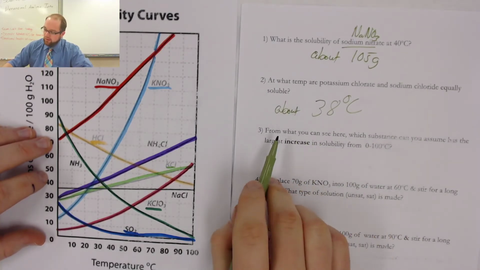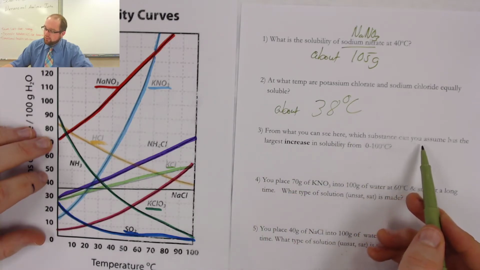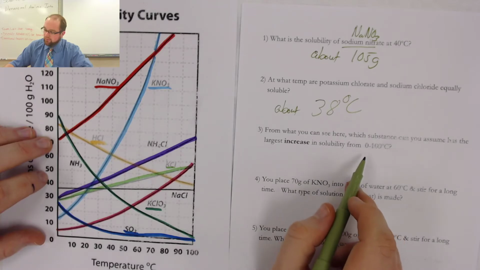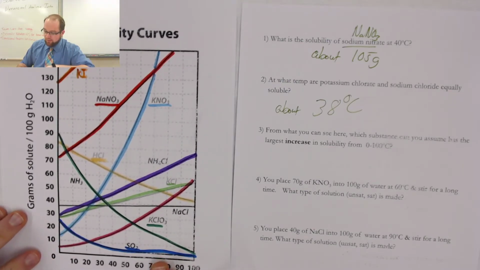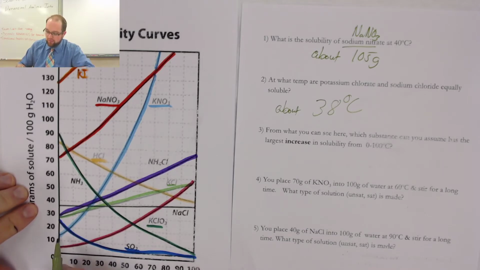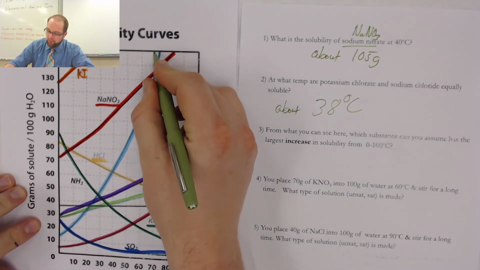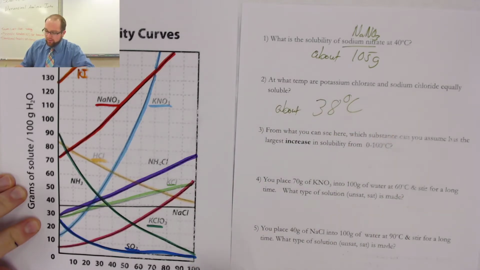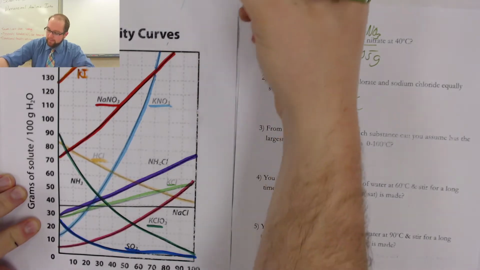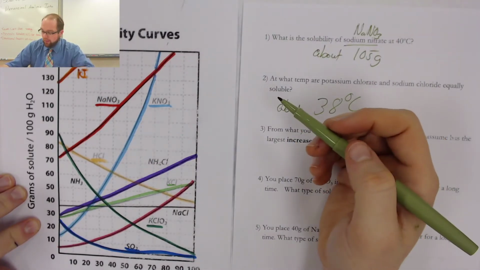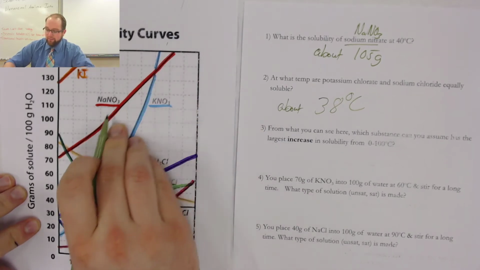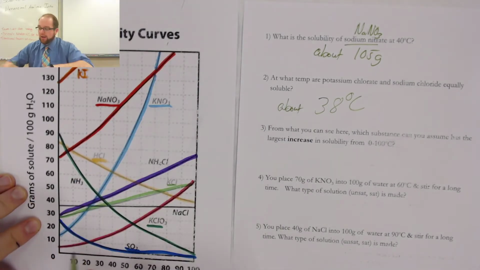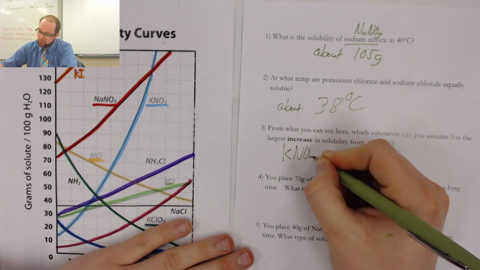So, question number 3. From what you can see here, what substance can you assume has the largest increase in solubility from 0 to 100? Looking at the 0 all the way to 100, I'm looking for the one that changes the most. To me, the line that stands out as changing the most is definitely going to be the KNO3. You can see it starts at 15 and goes all the way up to 150, even way before it gets to 100. So we could expect that it's maybe hitting something like 200, 220 grams of solute dissolved at 100 degrees. Other big ones that change, obviously, the sodium nitrate also changes a lot, but I can see the slope is a lot steeper with the KNO3. So I see that KNO3 changes most.